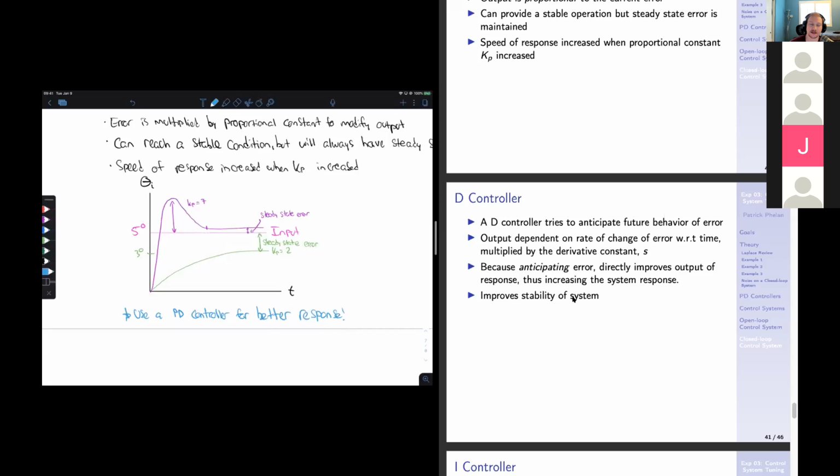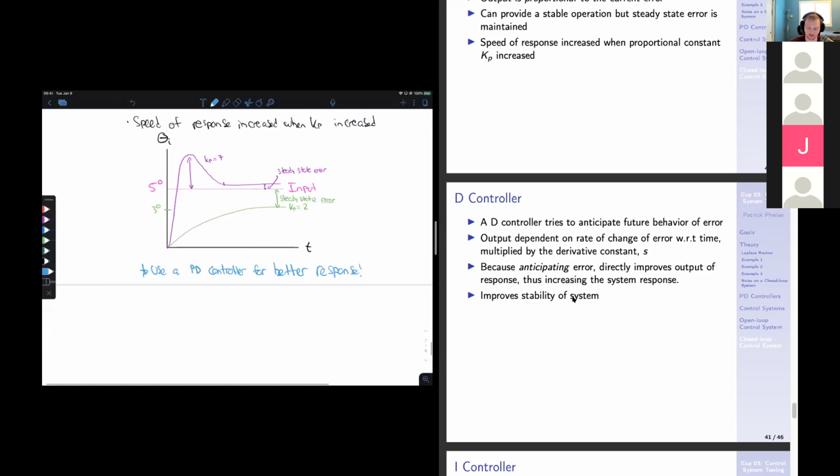And because we are anticipating error, it's going to directly improve the output of the response and increase our system response. So it's able to implement a change to our system right away, apply it, and then we have our output. It doesn't have to loop too much to already start applying a change to the system. Think of it like it's able to implement the change on the fly.